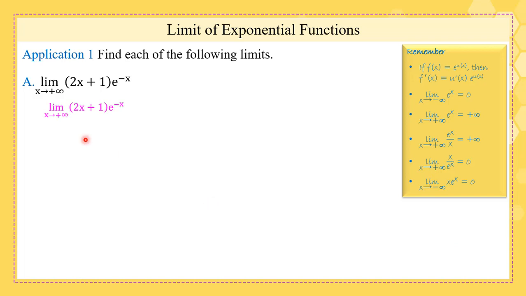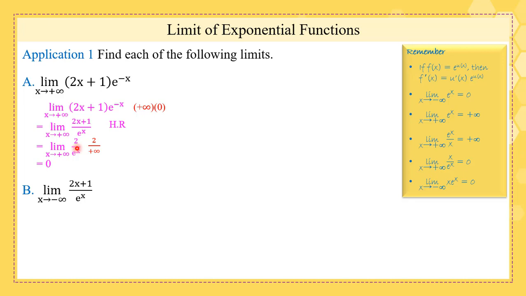Now here, if we substitute, we get plus infinity times 0, so we apply the reciprocal method. So e to the power minus x becomes 1 over e to the power x, then we apply L'Hopital's rule. We get 2 over e to the power x, which is 2 over infinity, which is 0.